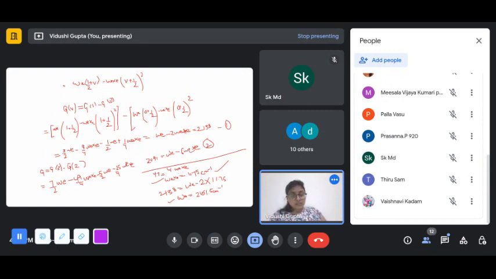If you put this value in either of these equations, you can calculate the value of omega e. Putting it in this equation, 2138 equals omega e minus 2 omega e x e, and the value of omega e x e is known, it is 11.75. So finally, the value of omega e will be 2161.5 centimeter inverse. Is it clear up to this? Yes, ma'am. Okay.